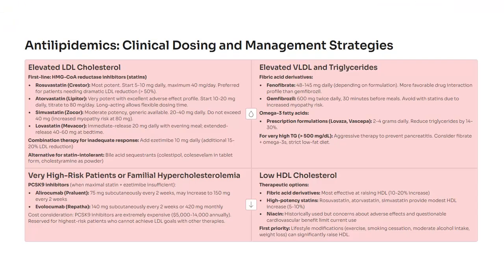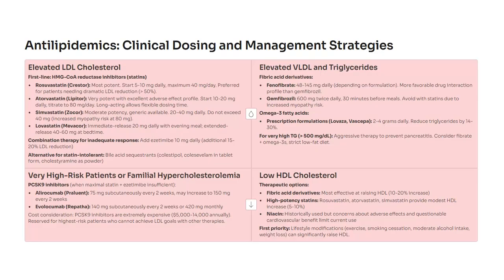For low HDL, you have options of fibric acid derivatives. Those are most effective at raising HDL. You'll see about a 10 to 20% increase. High potency statins like rosuvastatin, atorvastatin, and simvastatin provide a modest HDL increase.